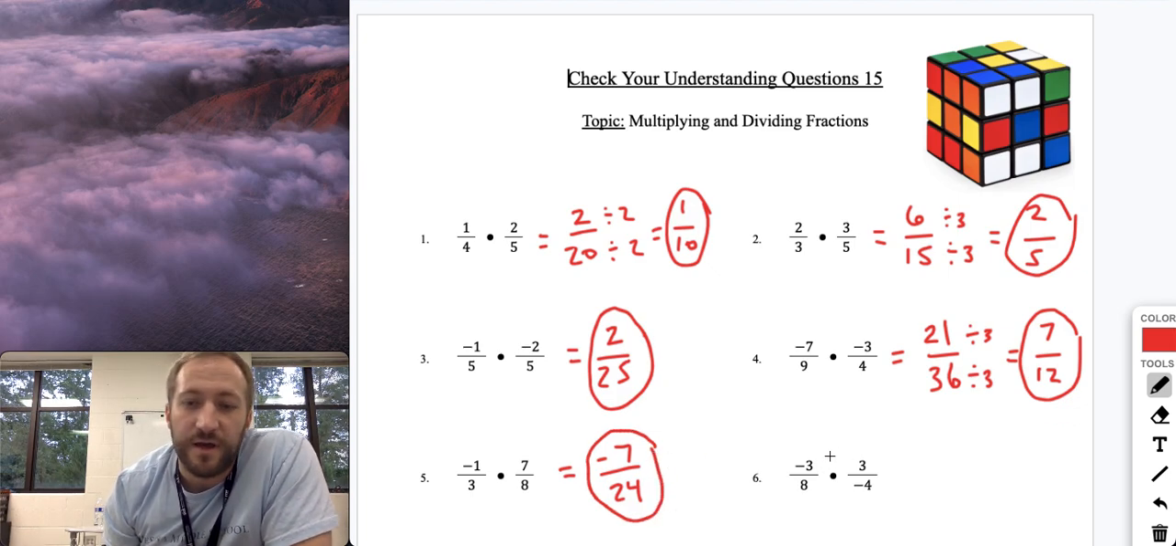Let's look at the next one. Negative 3 times 3, I'll multiply the numerators. That gives me negative 9. 8 times negative 4 gives me negative 32.